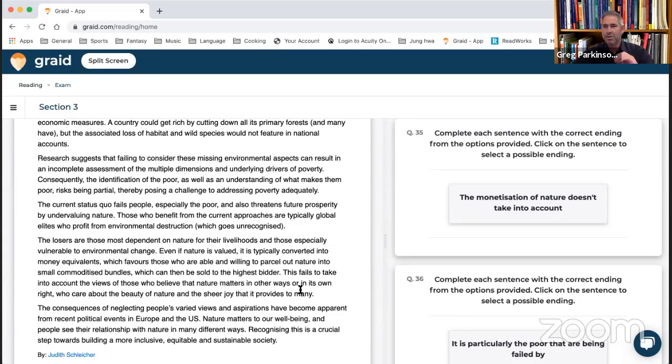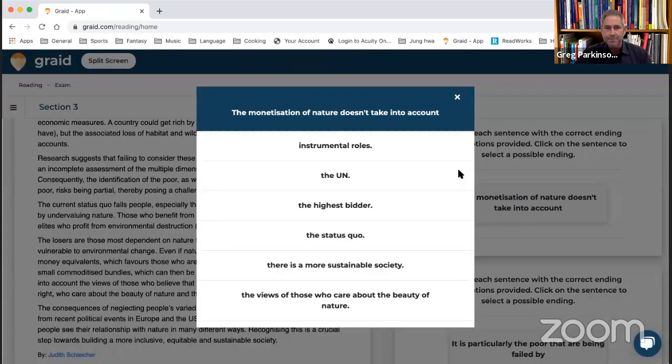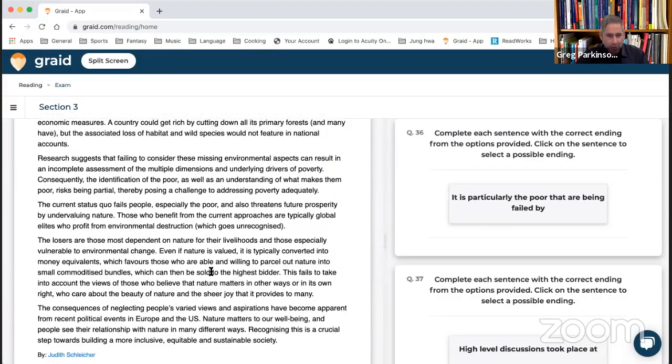Now, I mentioned this last time, you're going to have questions which are harder and easier. This, for me, is one of the hardest questions because it's forcing us to do a lot of reading, a lot of comprehension. Let's see how well we have comprehended this. So it doesn't say anything about instrumental roles, nothing about the UN. It did mention the highest bidder, but it's not saying that monetization of nature doesn't take into account the highest bidder. Grammatically, that's possible, but as I scroll down, this one here seems to have the same meaning, right? So the monetization of nature doesn't take into account the views of those who care about the beauty of nature. So as I go back, it's almost word for word, right? So again, we're asked to read more, but we're rewarded by finding the same phrase, and I'm sure that's the answer.